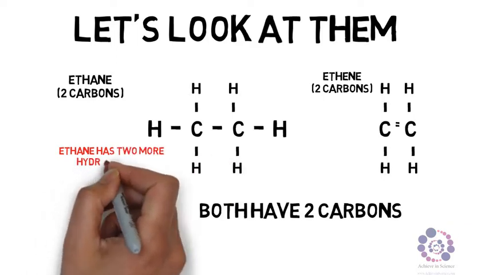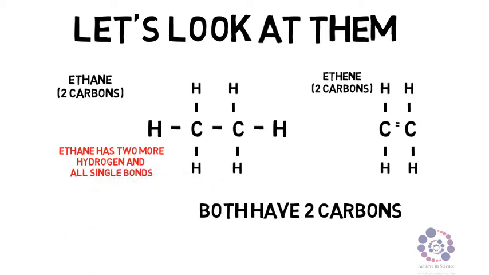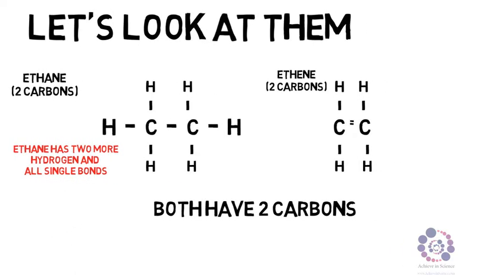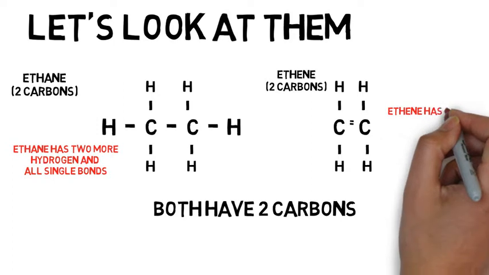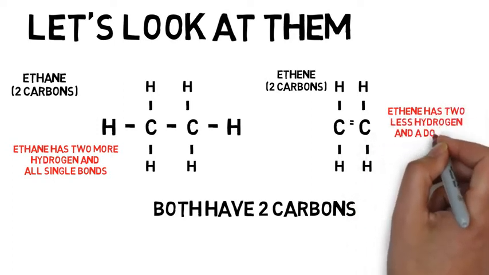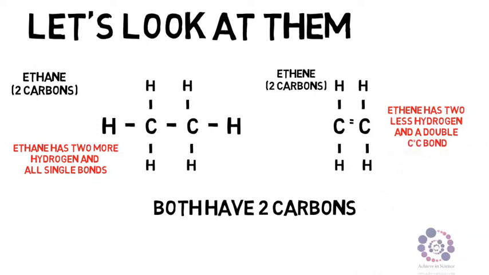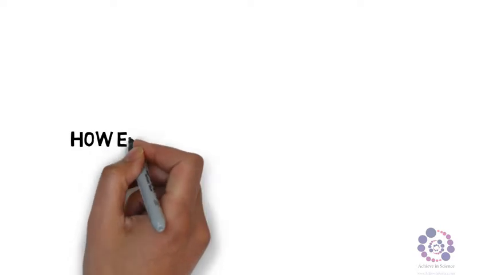Ethane though has a difference. It contains two more hydrogen atoms and it contains only single bonds. On the other hand, ethene has two less hydrogen atoms and also has a double carbon-carbon bond, shown by the two lines in between the carbons.